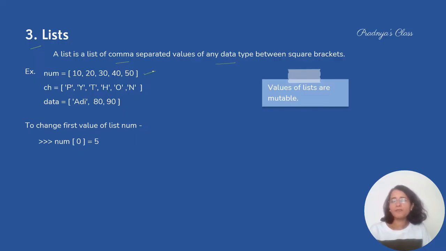This is a list of integer values. The second one is the list of characters. And here in the third example, I have mixed. I have some string values also and some integer values.